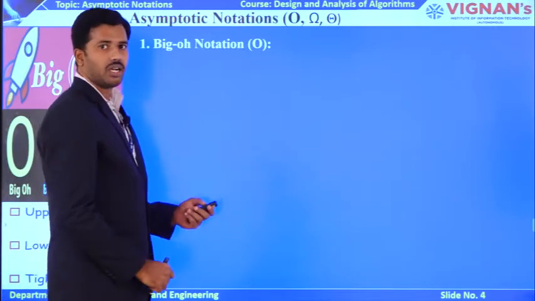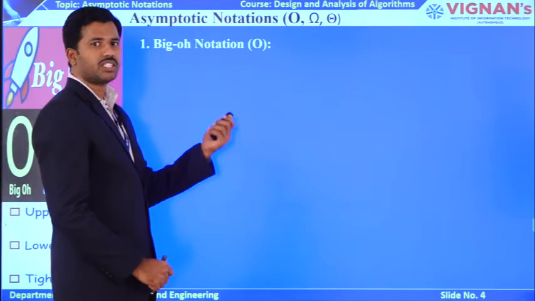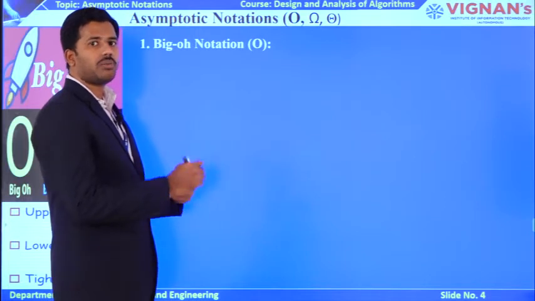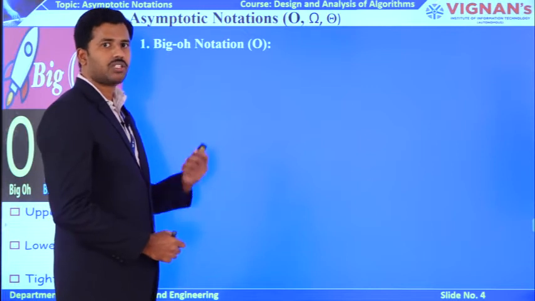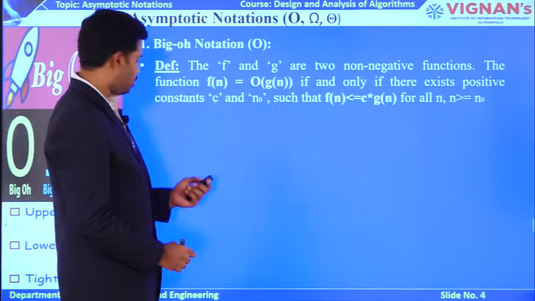Now let us understand big O notation first of all. What is the big O notation? This defines the worst case, right? Now try to understand how the algorithm is going to perform in the worst case with one simple example. Let us have a definition of big O notation.